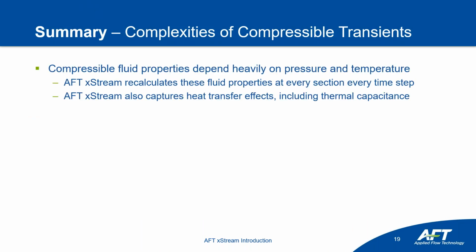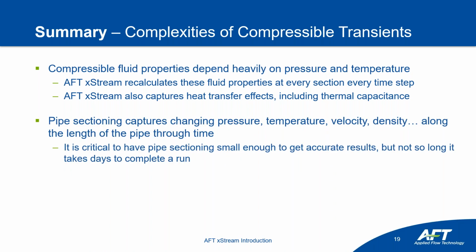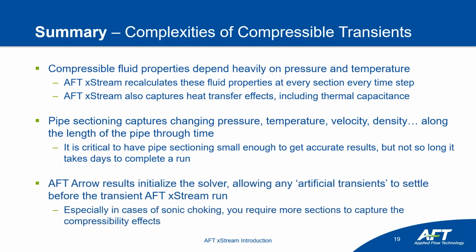So in summary, with compressible fluids, pressure, temperature, velocity, pressure drop, all of those things are interrelated, and so we have to perform calculations to recalculate those fluid properties. Your pipe sectioning is going to capture your changing pressure, temperature, velocity, density, all along the length of the pipe. So we have each of those reporting stations, and it's important to have sectioning small enough to make sure you're getting accurate results, but the more sections you add, the more runtime it adds. Finally, we use AFT Arrow results to initialize the solver so that we can get rid of any artificial transients before the transient xStream run.